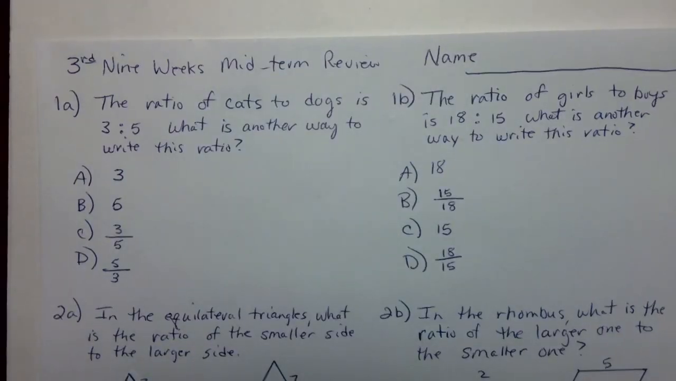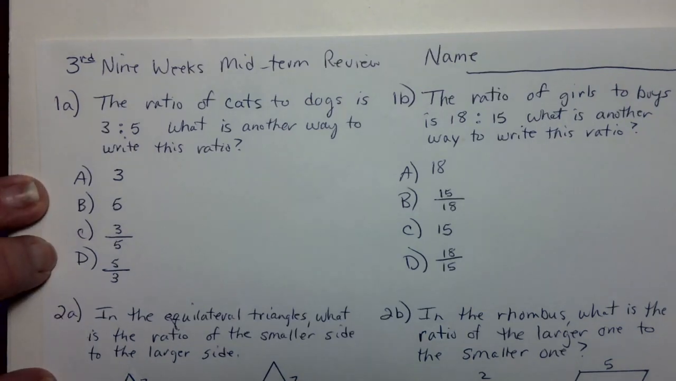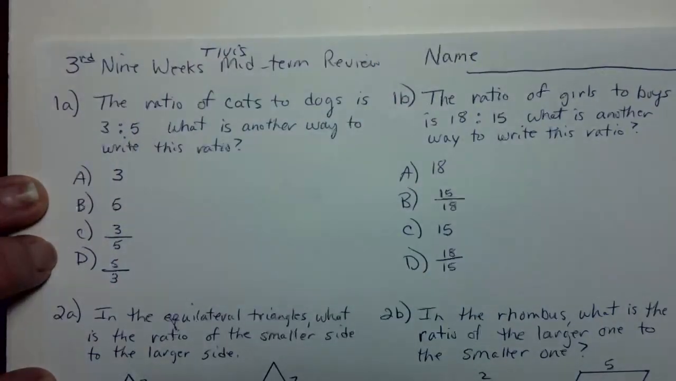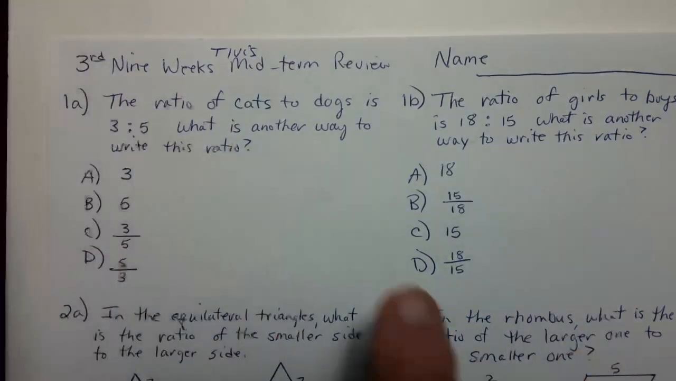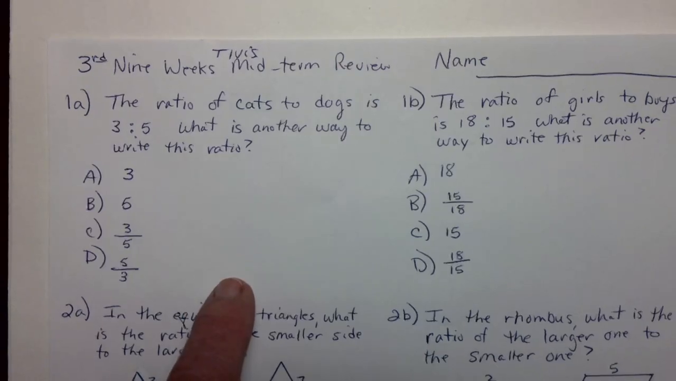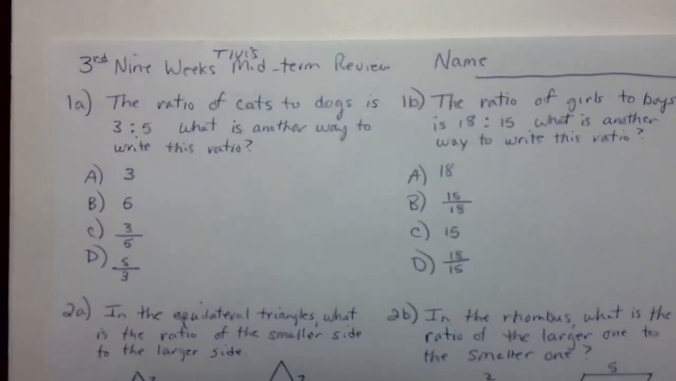All right, students, this is your final review before your test tomorrow. This is a review that I have made for you. You can put my name on it if you want to. There are two columns, column A and column B. I'm going to do A with you, and I'm going to leave B for you to do on every problem.